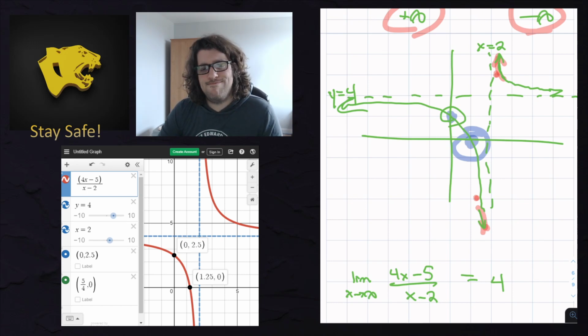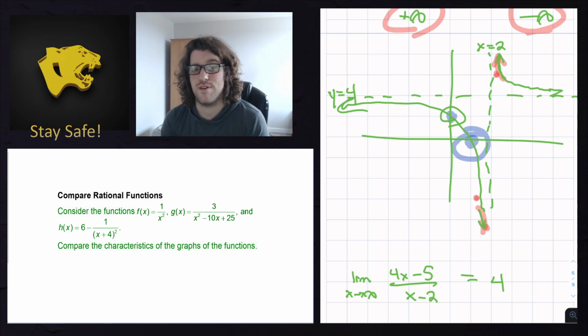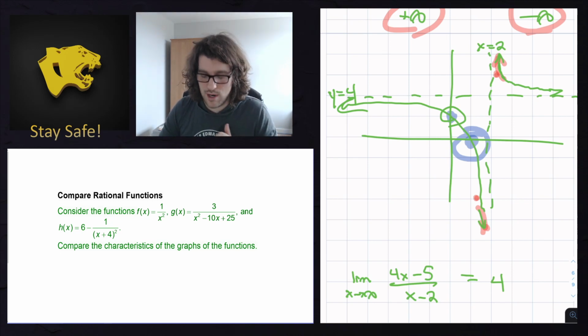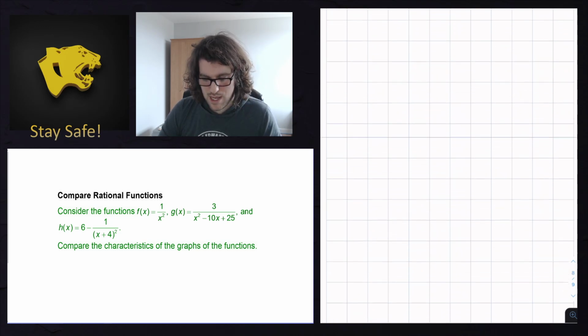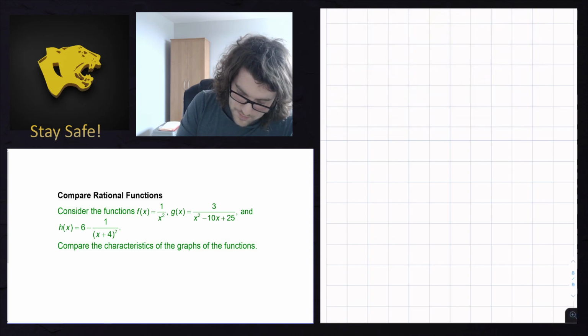All right, I think I'll take a quick look at this and discuss some quick differences between these functions. So the quick differences between these three functions: f of x is equal to 1 over x squared, g of x is equal to 3 divided by x squared minus 10x plus 25, and h is equal to 6 minus 1 over (x plus 4) all squared. We should be able to say some interesting things about these pretty quickly.